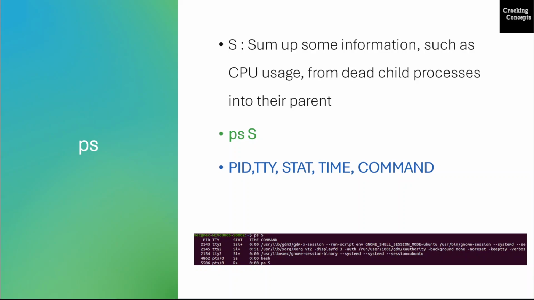The uppercase S option will sum up some information such as the CPU usage from dead child processes into their parent. This is useful for examining a system where a parent process repeatedly forks off short-lived children to do the work. So the command is ps space uppercase S. The fields here are the process ID, the controlling terminal, the process state, the total CPU time used by the process since its inception, and the command that initiated the process along with its arguments.